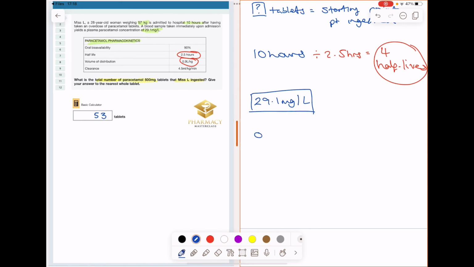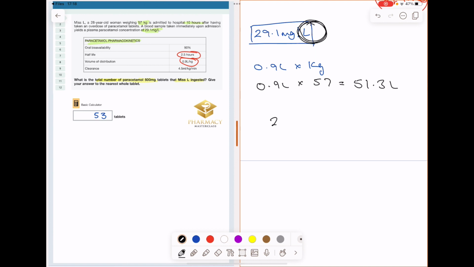So if I take 0.9 litres times kilograms, I can work out the concentration that my patient's currently got in their bloodstream over here. So I'm going to do 0.9 litres times their weight, 57 kilograms. So 0.9 times 57 gives me an answer of 51.3 litres.